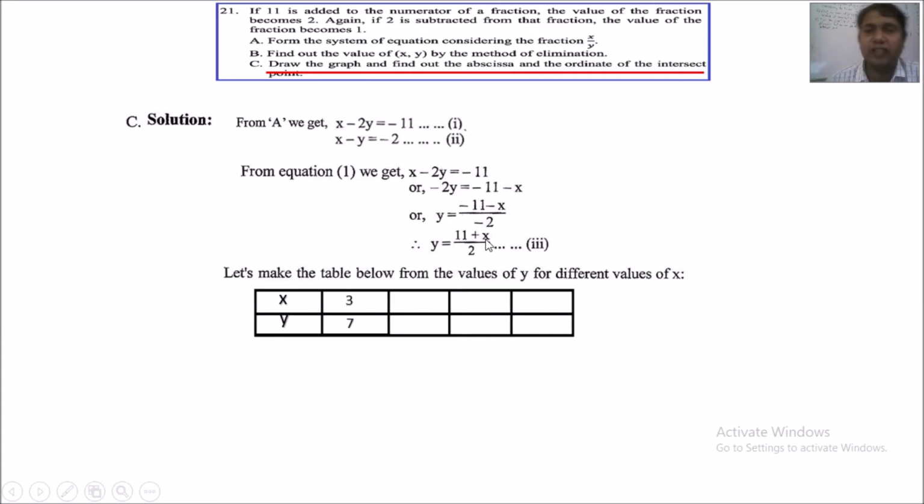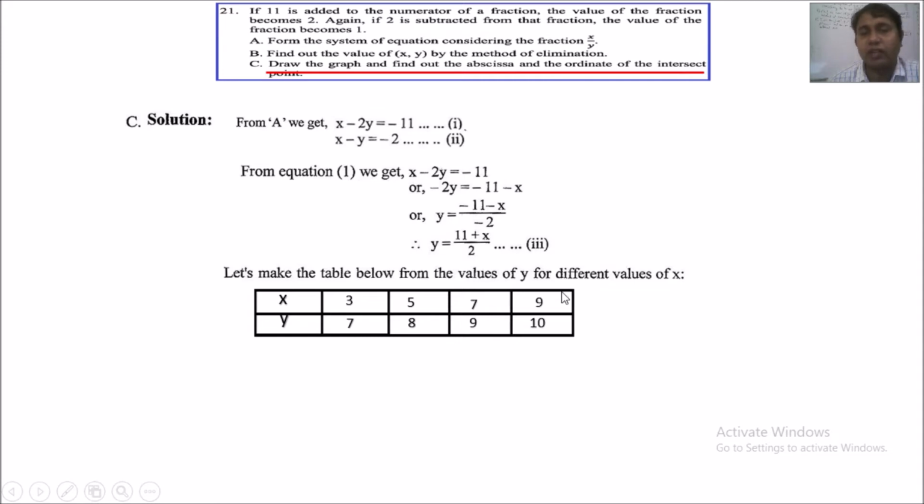If you put here 3, that is 11 plus 3, that equals 14. 14 by 2, we are going to get 7. Similarly, if you put here the value 5, 5 plus 11, that is 16 by 2, that equals 8. So y equals 8. Similarly, if you put the value of 7 here, 11 plus 7, we get 18 by 2, which equals 9. So that is 9.